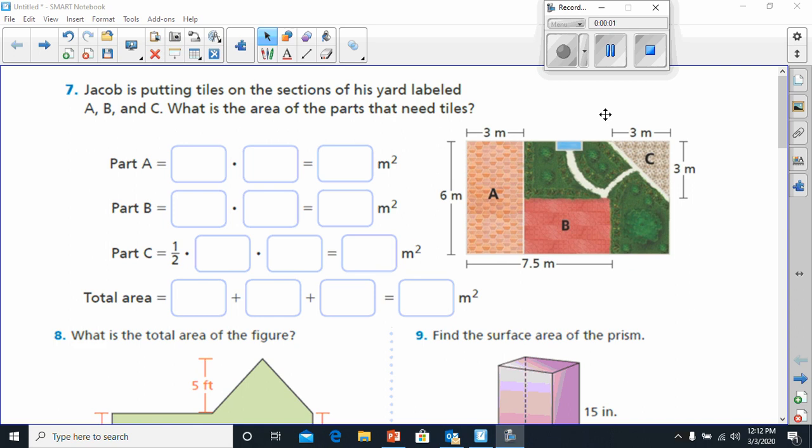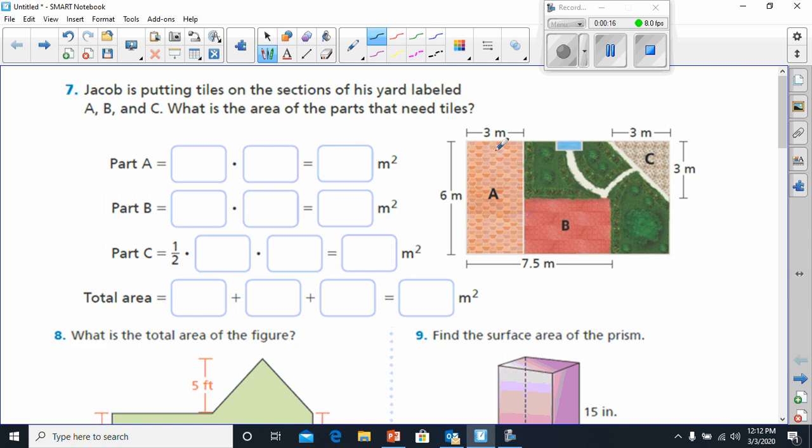All right, everybody, tonight we're going to be solving problems involving surfaces. We're going to start with number 7, which I will do. It says Jacob is putting tiles on the section of his yard labeled A, B, and C. What is the area of the parts that need tiles?